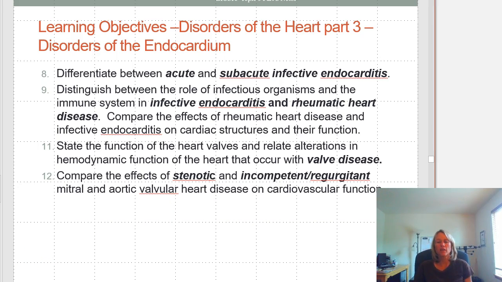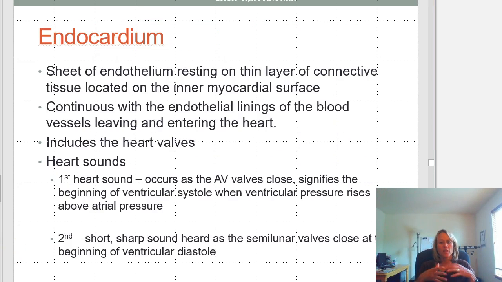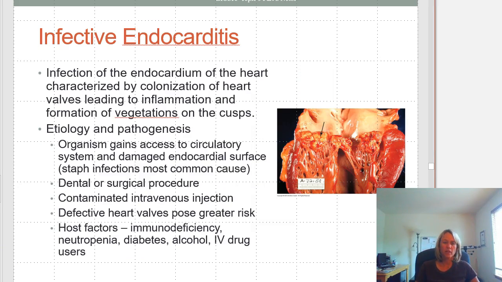Okay, so now we're going to look at disorders of the endocardium. Remember, the endocardium is the innermost layer of the heart, and it makes up the heart valves. So let's start with looking at infective endocarditis. This is when we have infection of the heart valves characterized by colonization with bacteria and the formation of these vegetations on the heart valve cusps.